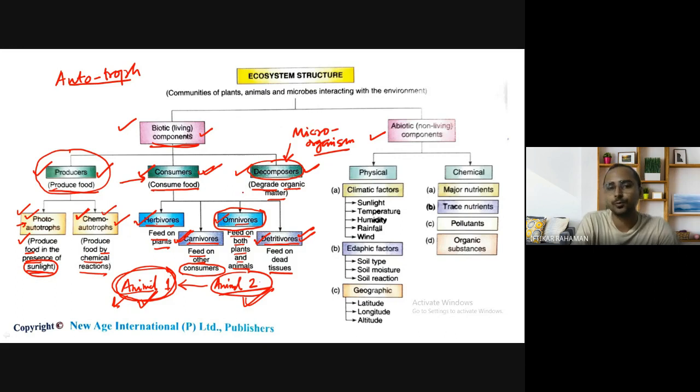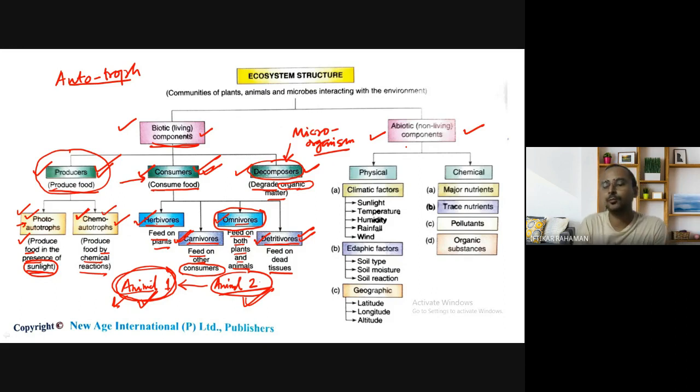They are called decomposers because they degrade organic matter, meaning animals and plants, which are completely made of organic matter. We can say these producers and consumers are organic matter, and these decomposers degrade those organic matters. Okay, so this part is completed, and now move to the abiotic component.